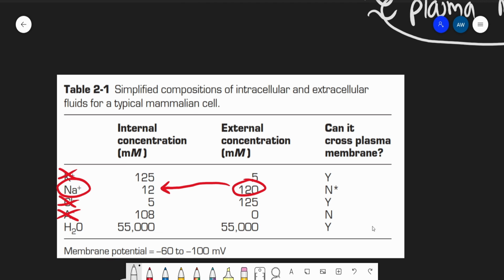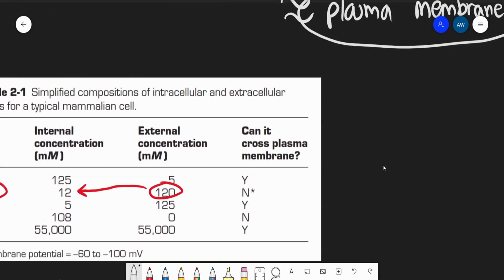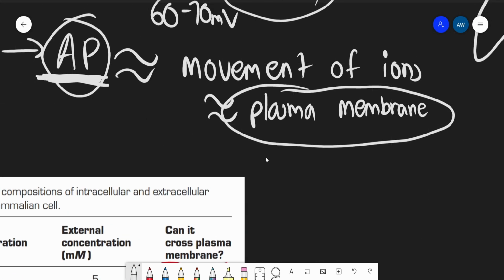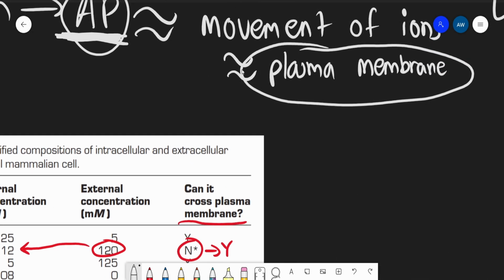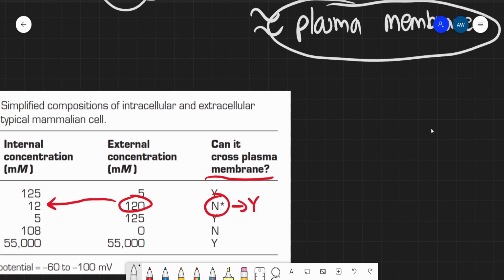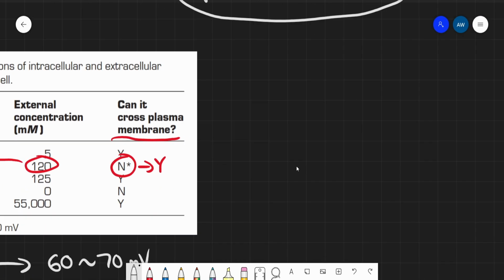What if the permeability to sodium only changes whenever an action potential needs to be generated? How would that mechanism work exactly? Well, something has to change about the plasma membrane, right? The plasma membrane, as you can see over here, it dictates the movement of the ions. So some structural feature of the plasma membrane should change to allow for this change in permeability.